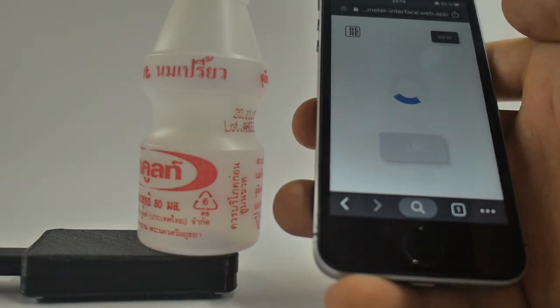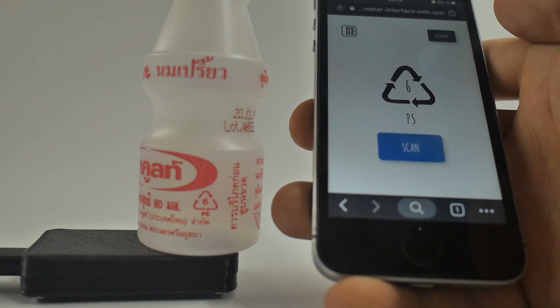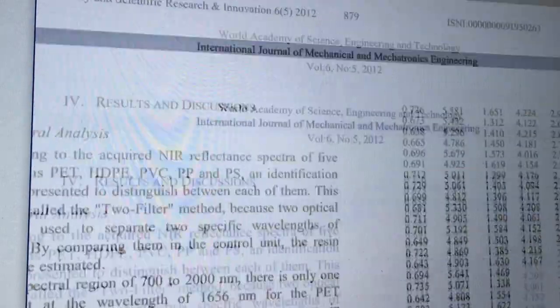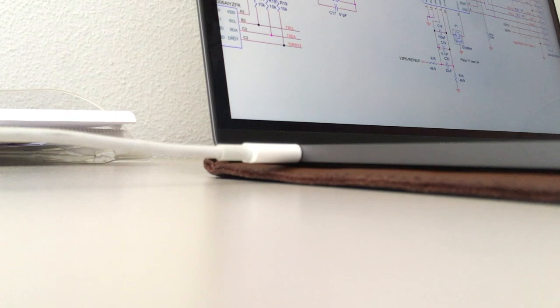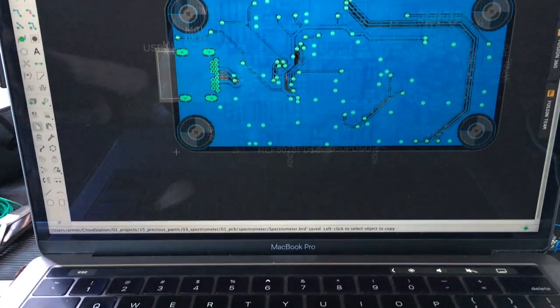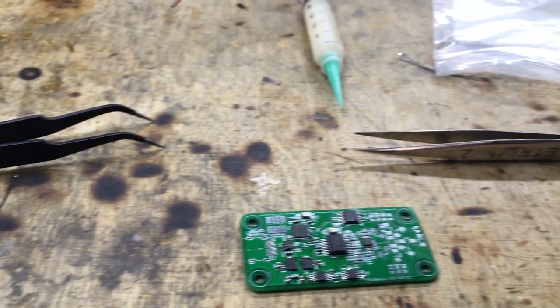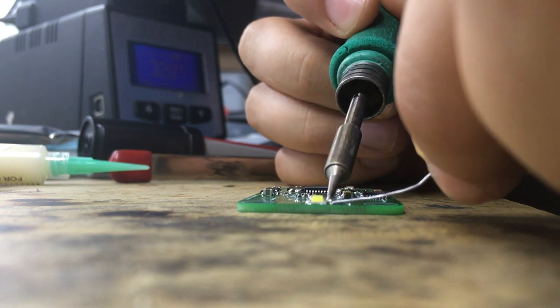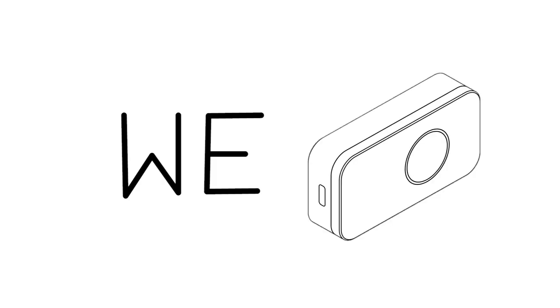Recycling is usually related to complex and expensive technology. That's why we decided to share the design of our simple and low-cost sensor as open hardware. So you can build your own and help us innovate faster. We developed the base technology. Now we need you to make the world a better place.